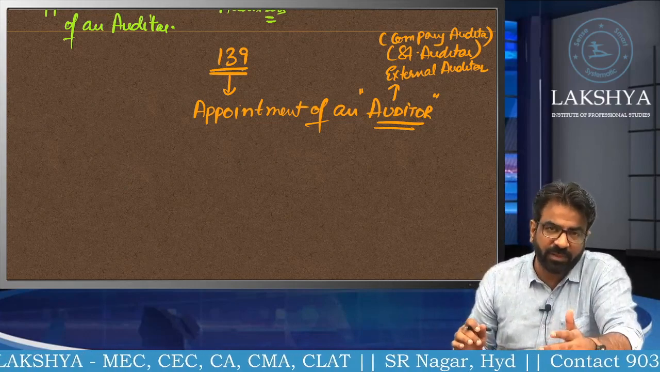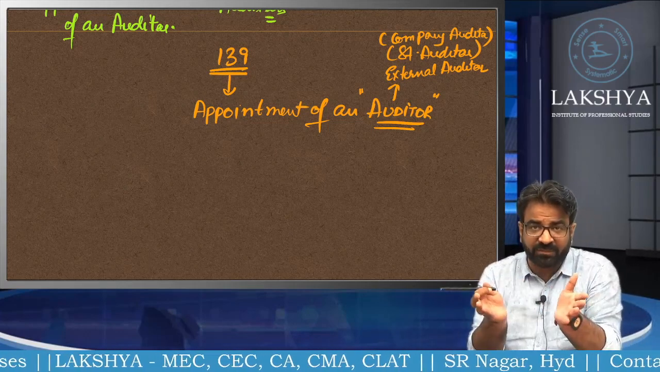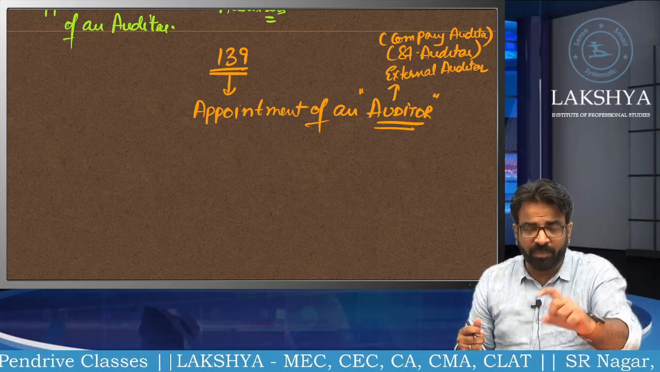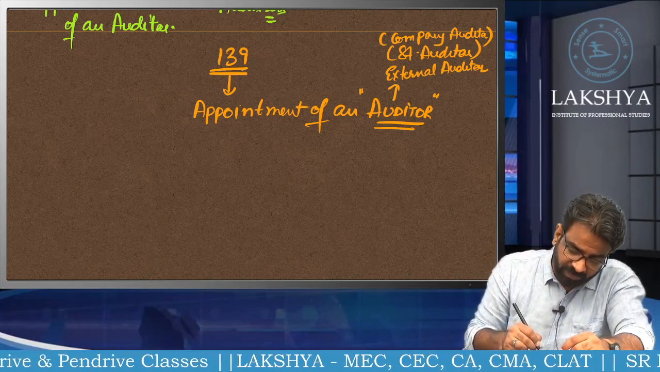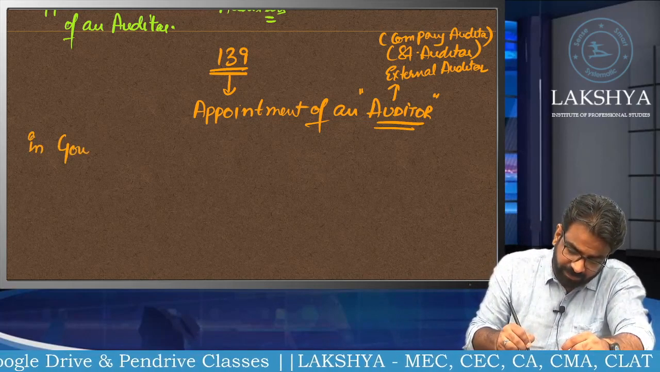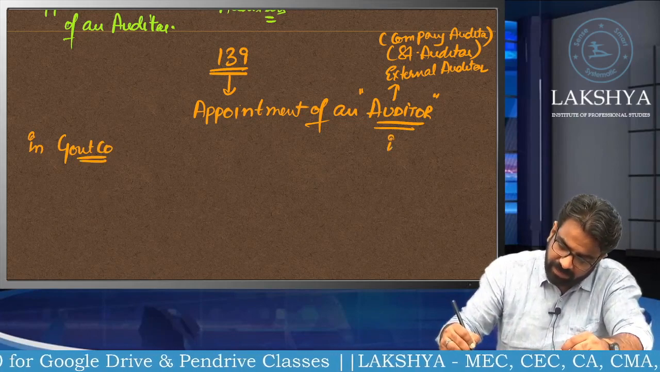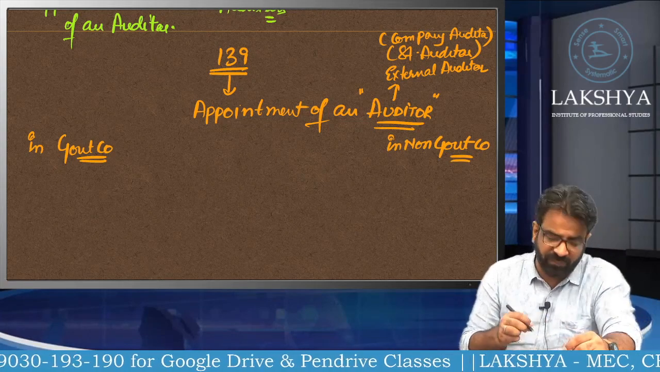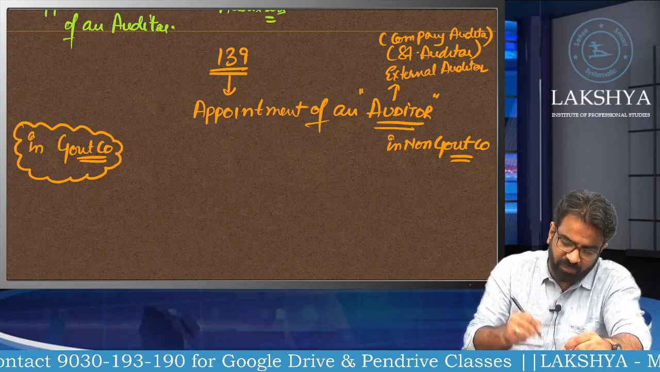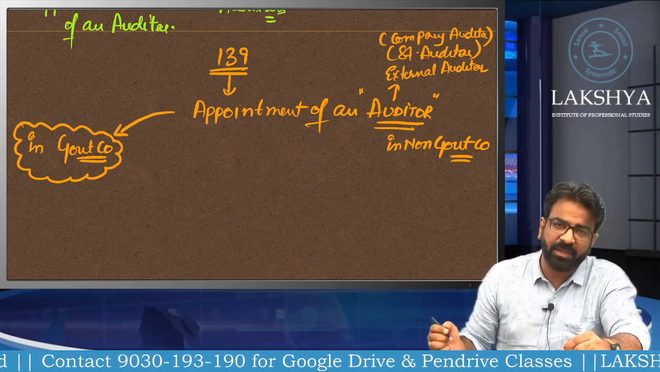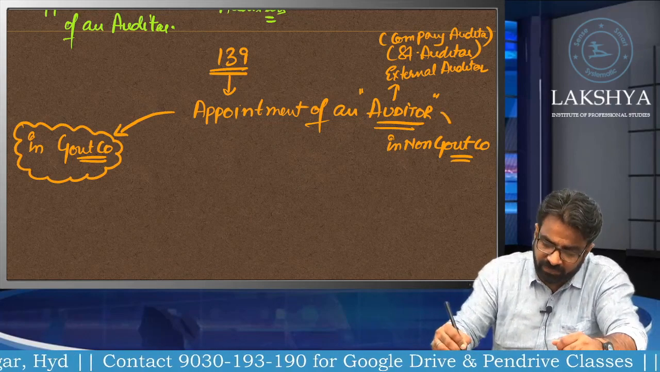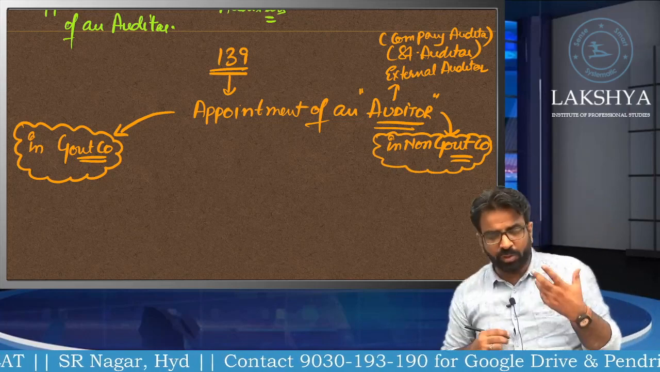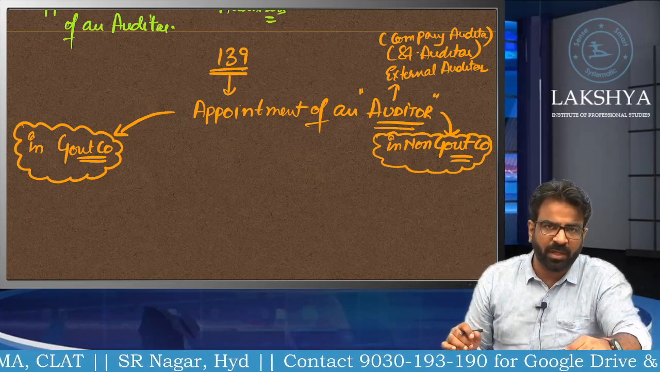Now what are the things we have to do in the appointment of an auditor? First of all, try to learn the structure of the section, what the lawmaker's intention was in naming this section. It is known as appointment of an auditor in government company and in non-government company. We have to understand the appointment of an auditor in a government company, and also in a non-government company. Okay sir? So we will cover both.